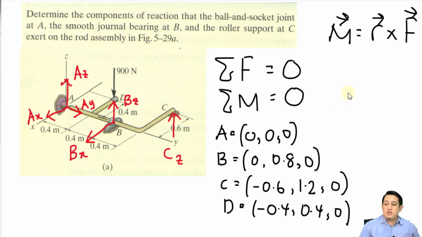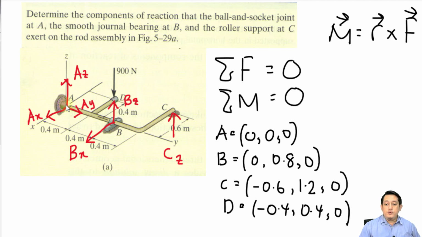So we need to have this R here, then we need to have F. Which R do we need? First of all, let's say we want to calculate the moment at A, because at A we have a lot of reactions, AZ, AX, and also AY. So if we calculate the moment at A, there is no need for us to consider AX, AZ, and AY.